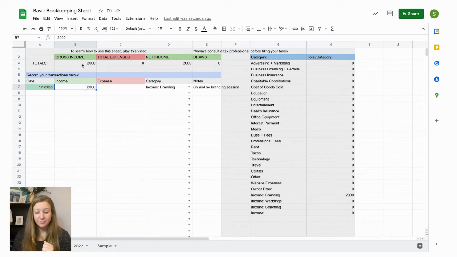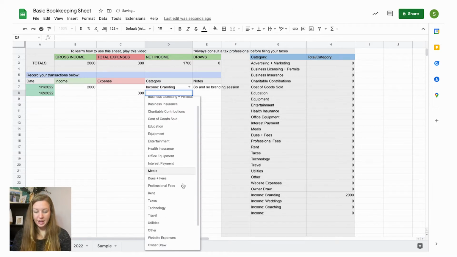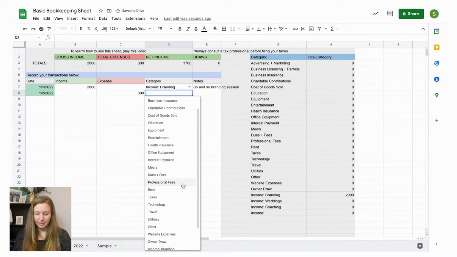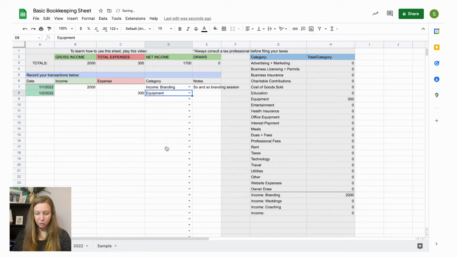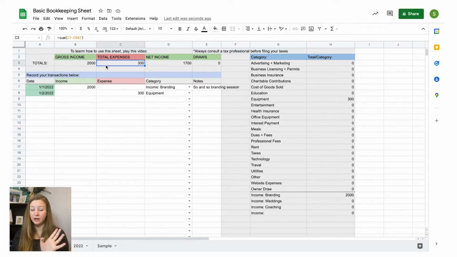So you'll see here, this number popped up into my gross income. Your gross income is all the money you make in the year without the expenses taken out. So if I go in here and say that on the second of the month, I needed to spend $300, and I spent that money on, let's say, equipment, on my total expenses, that money is going to count against my gross income and become my net income. So your net income is income minus expenses.